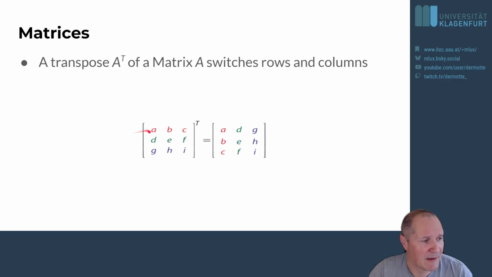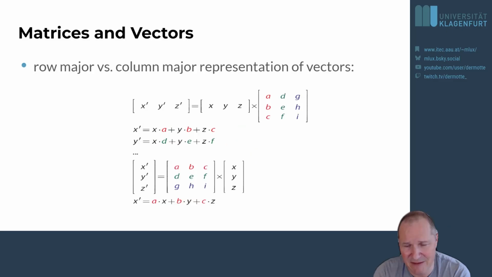Yeah, there are two major ways to represent vectors. One would be row major, and the other one would be column major. The numbers are the same, the possibilities are the same, but the ways to get there are different. So if you have a row major vector, then you have to multiply the vector with the matrix. If a column major system, then you have to multiply the matrix with the vector, so the other way around. Otherwise, it would not work.